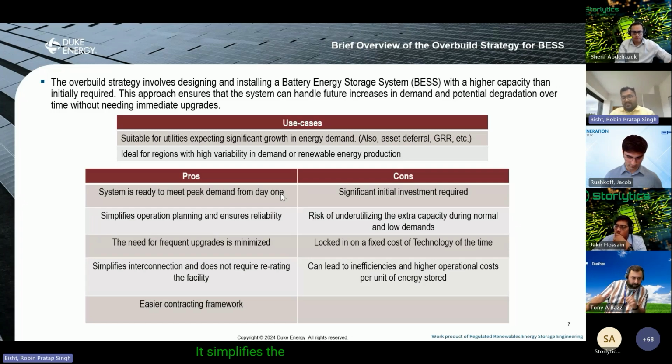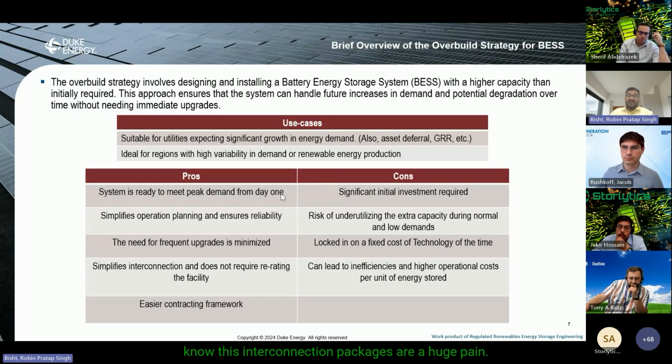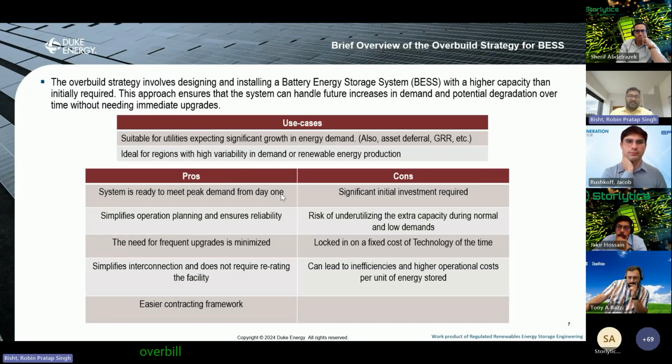It simplifies the interconnection. It does not require re-rating of the facilities. Peers in the utility would know this. Interconnection packages are a huge pain, so going through that process is minimized with just a simple overbuild strategy. And overall, most often than not, we don't talk about it, it's an easier contracting framework. We don't have to jump through a lot of hoops.